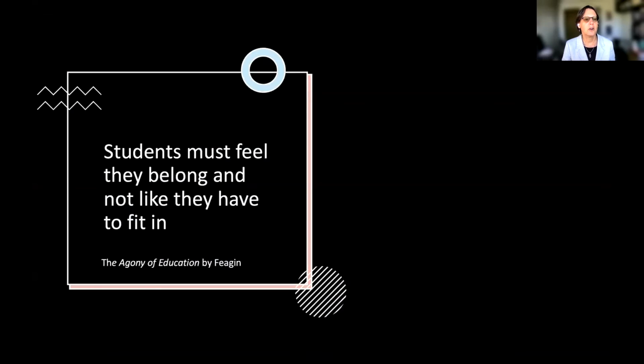And finally, this is from Joe Feagin, who writes about the agony of education for students of color. He says, students must feel they belong and not like they have to fit in. Again, it ties back to that idea of feeling that they belong versus thinking, okay, I'm just going to go along with things, but I'm not really welcome here.